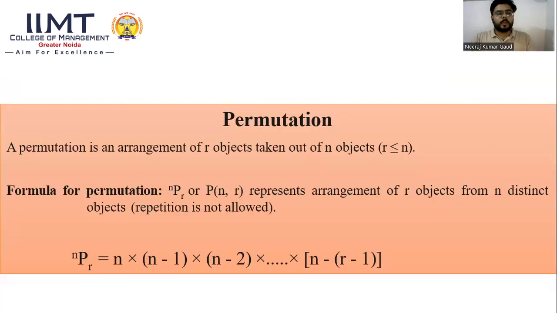The next one is called permutation. Permutation is an arrangement of r objects taken out of n objects. The formula for the permutation, which will be nPr or P(n,r), represents the arrangement of r objects from n distinct objects, where repetition is not allowed. nPr comes out to be n × (n−1) × (n−2) ... (n−r+1).